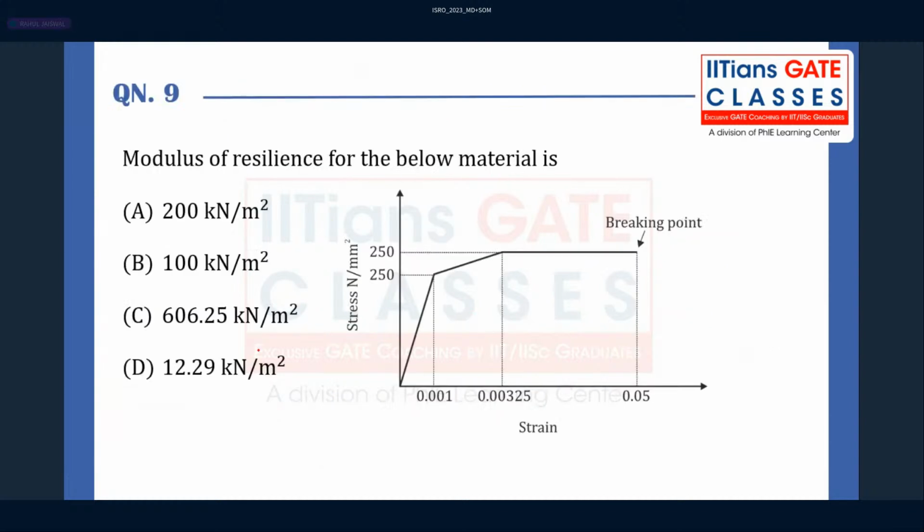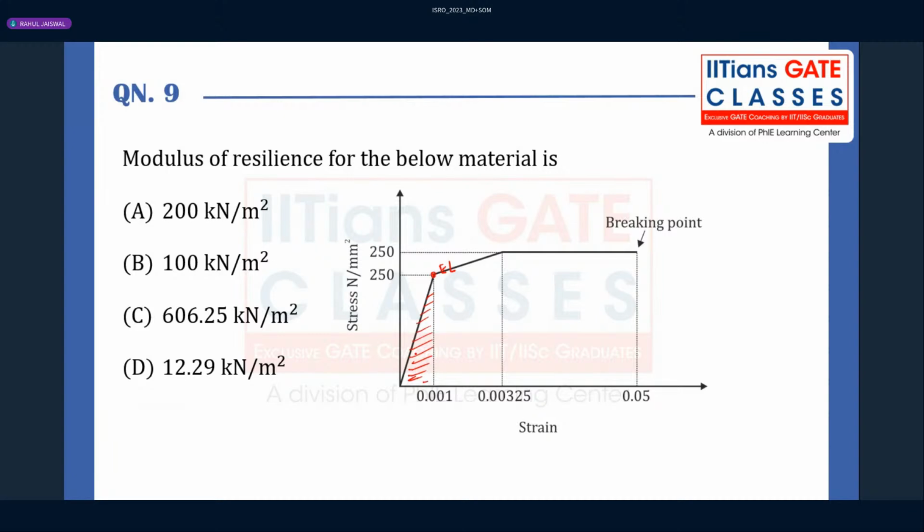Again, in one of the previous year questions sessions of ISRO, I told you not only proof resilience, I told you modulus of resilience. When you go back to the pages, you will find that. And I told you how to find the modulus of resilience. It is the area under the stress strain diagram up to the elastic point. This is the elastic limit. Up to this, you try to calculate the area. That is nothing but modulus of resilience.